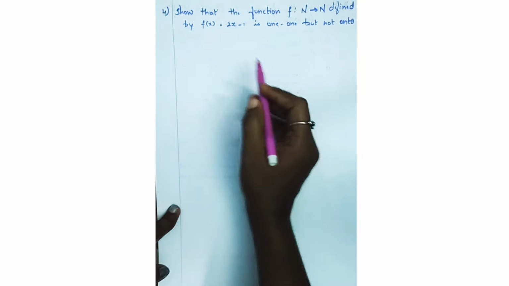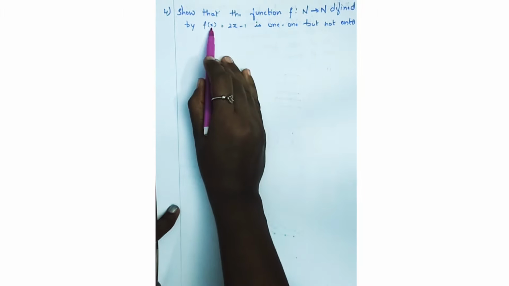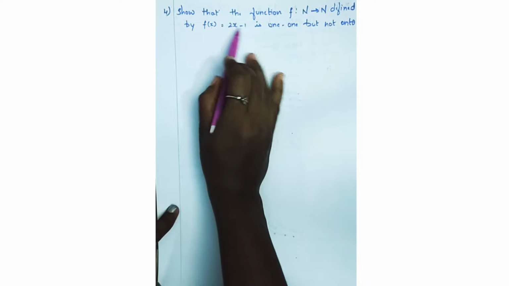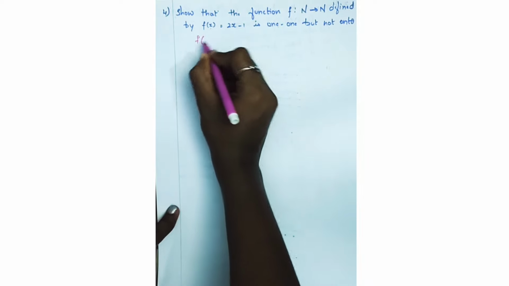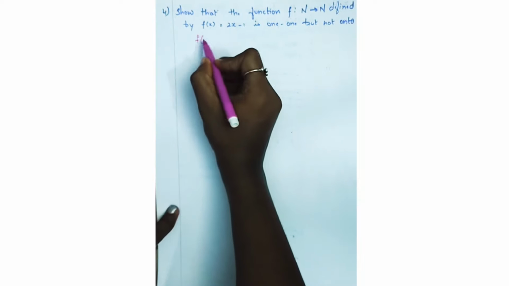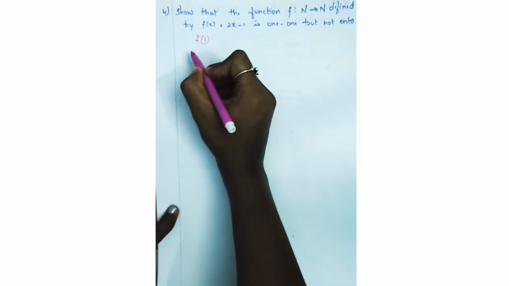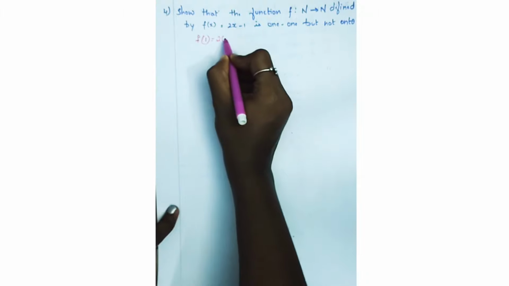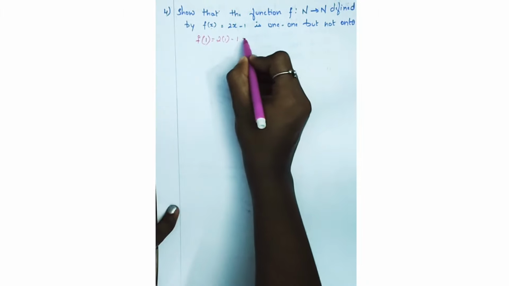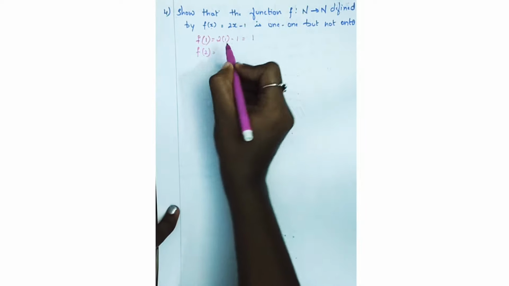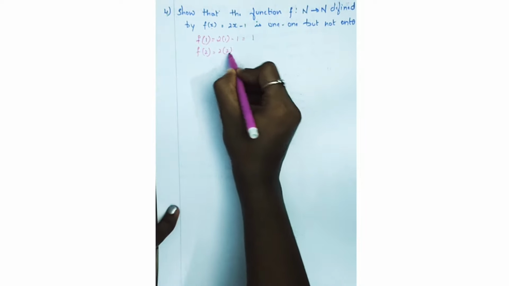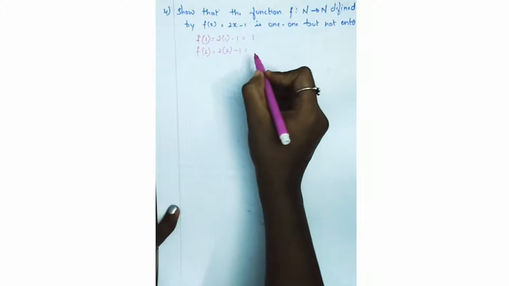Let's say 1, 2, 3 are natural numbers, right? So substitute that value in the place of x and take your f of x value. Suppose we first take 1, 2, 3. First, in the place of x you substitute 1 and take the value. So 2 into 1 minus 1, that is 2 minus 1, is 1. Next, f of 2. So 2 into 2 minus 1, which is 4 minus 1, is 3.